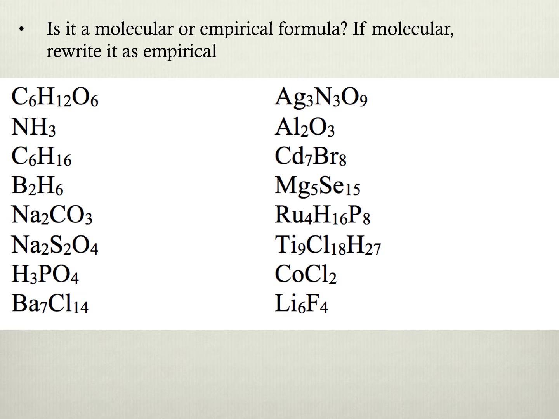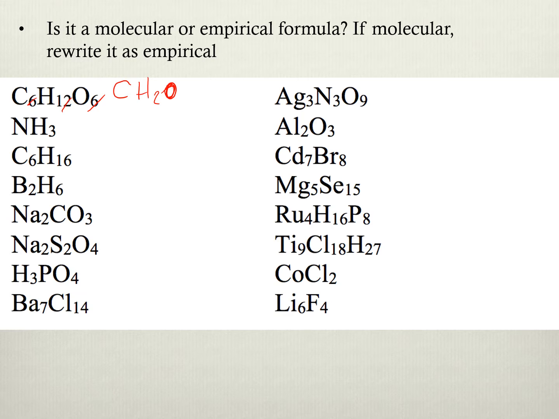So for this first one, C6H12O6, we looked at that before. That was glucose, our sugar molecule. 6, 12, and 6, we could still reduce that number. So this is not an empirical formula. It's telling us the exact recipe of something. As you saw before, we could take a 6 out of here, a 6 out of here, and a 6 out of here, and reduce that down to CH2O. CH2O would be our empirical formula. That would be a simple ratio of these elements.